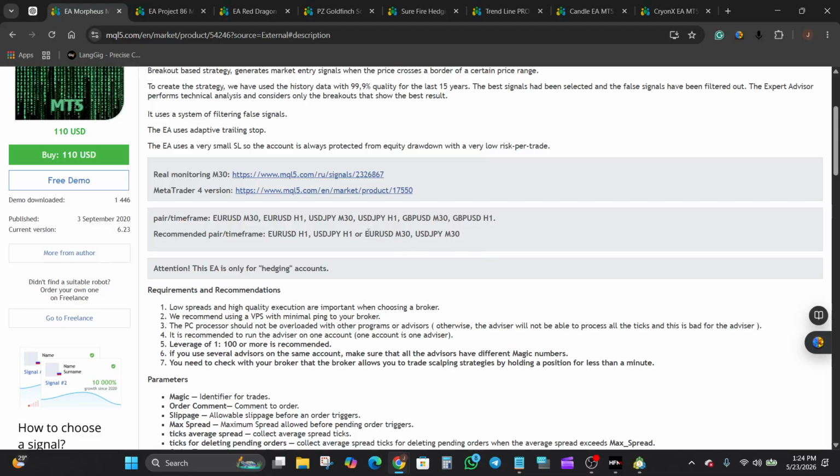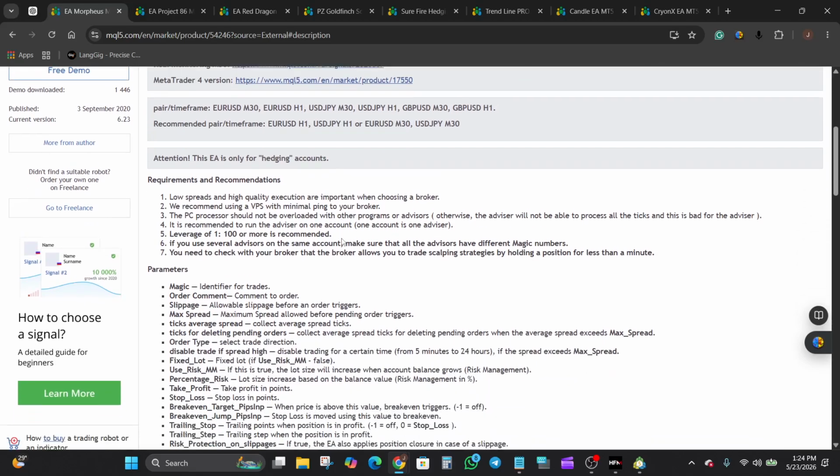Now, before we move into the testing, I can also see the recommended pairs and time frames here. It's mainly focused on EURUSD, USDJPY, and GBPUSD on M30 and H1 time frames, with EURUSD H1 and USDJPY H1 highlighted as key recommended settings.